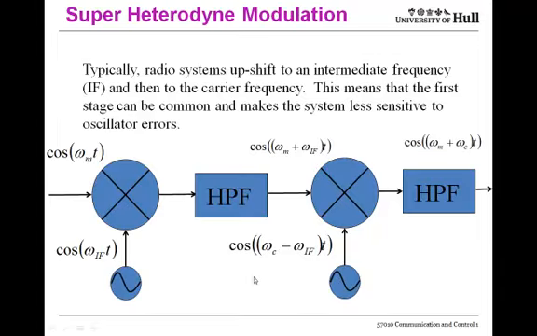Lastly, these oscillators will have an error, i.e. they'll produce some harmonics, and so it's cheaper and more stable to upshift in two stages using lower frequency oscillators than doing the whole lot in a single stage.